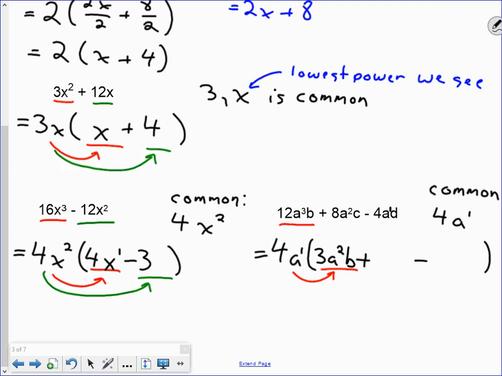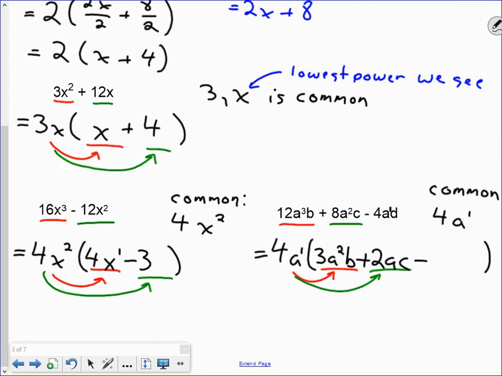In our next term, let's think of the numbers. 4, what goes in here so that we can get this term here? Well, we need to multiply our 4 by 2. We already have one of the a's taken care of, so we need another a in here. A times a will give us the a squared, and we don't have a c yet, so we'll have to have a c in there.